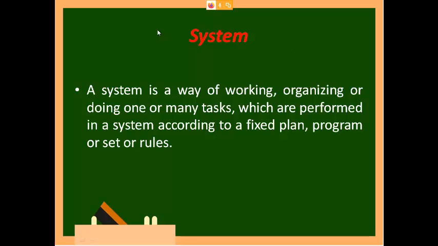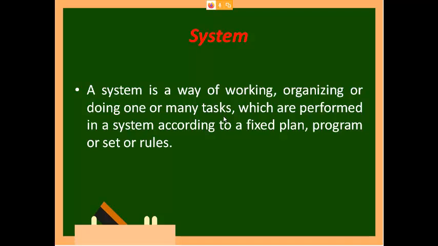So a system is a way of working, how we are going to work. The system will vary depending upon the car manufacturer. Organizing and doing, so it is organized in a way to remove the water. Doing one or many tasks which is performed in a system corresponding to a fixed plan, program, or set of rules. Once it has been set, it cannot be changed, and once it is set, that controller can do that job alone.